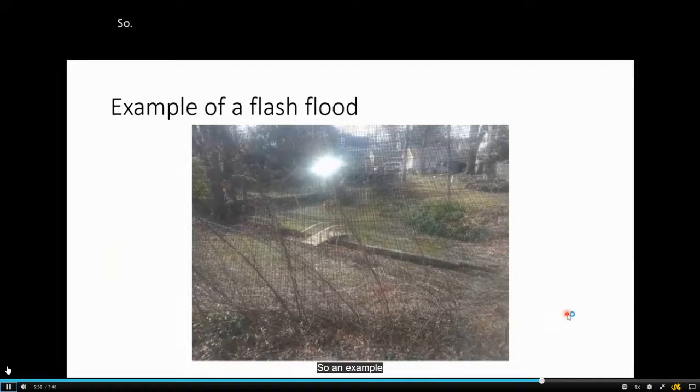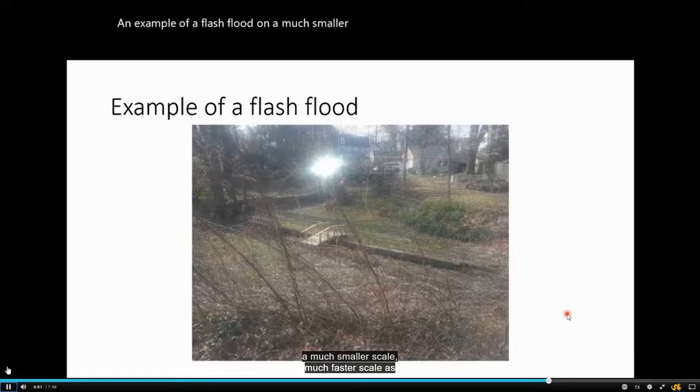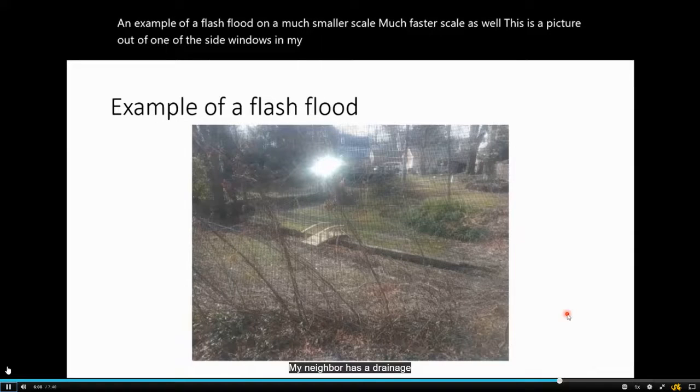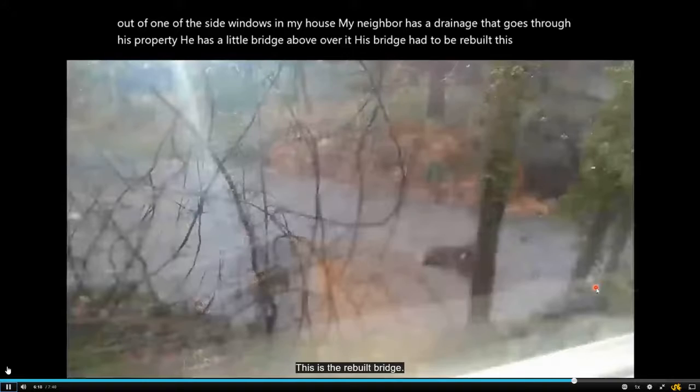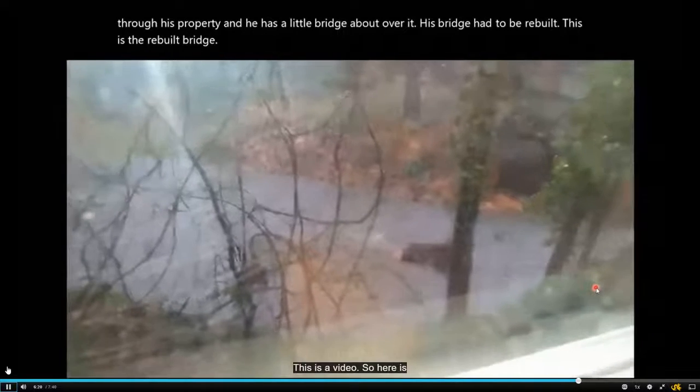So, an example of a flash flood on a much smaller scale, much faster scale as well. This is a picture out of one of the side windows of my house. My neighbor has a drainage that goes through his property, and he has a little bridge over it. His bridge had to be rebuilt. This is the rebuilt bridge. This is a video. So here is the drainage from out the addition window.